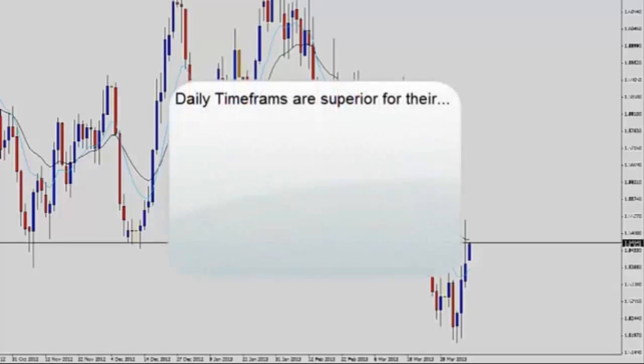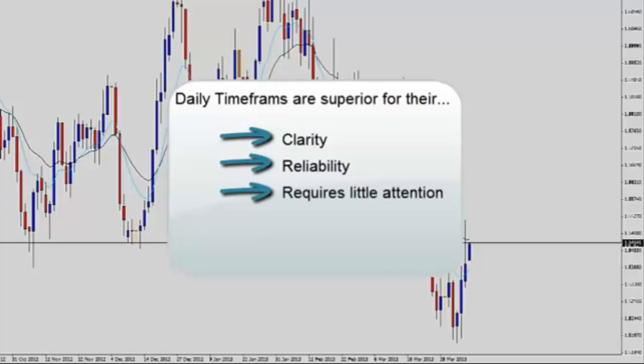Now I mostly trade the daily time frame for the clarity and reliability of the trade setups that form on the daily chart, and it doesn't really require me to sit in front of the trading screen all day. You know, I like to be able to trade and have a life at the same time, so the daily time frame is my favorite, and trust me, it's just as profitable as trading off the other time frames.